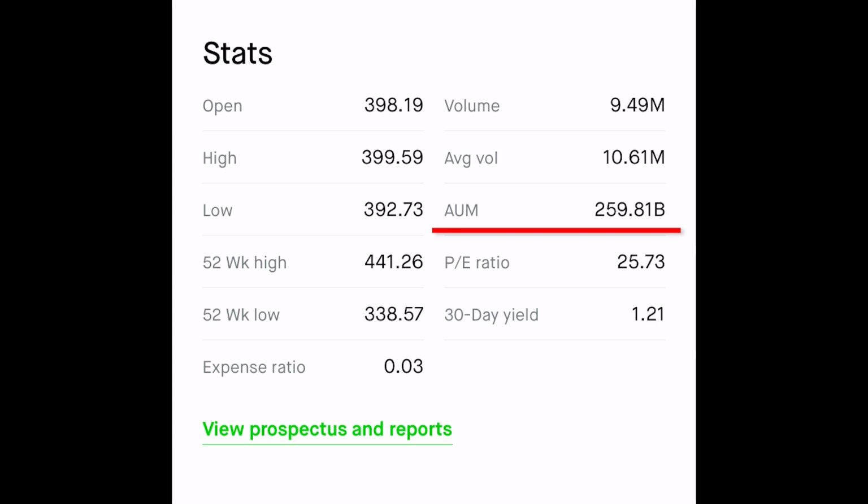Now, right here, we're talking $260 billion. That's obviously a ginormous fund, so if anything goes south, you're probably not going to lose here. But if I were looking at some random ETF that only had $1 million in assets under management, then I would be really leery of investing in that ETF because I don't feel like they would have enough money to back up anything that could go wrong with the market.